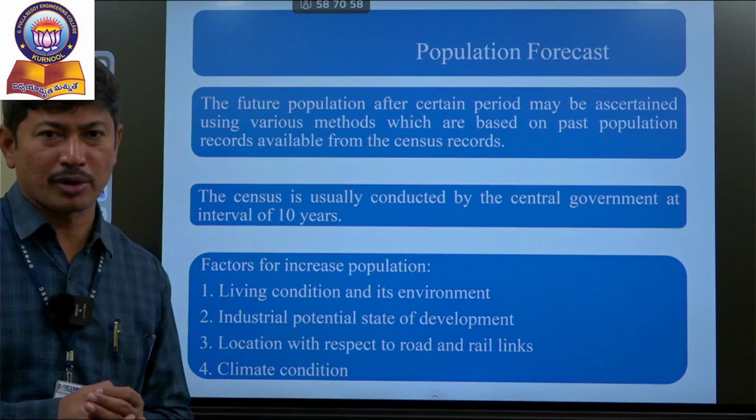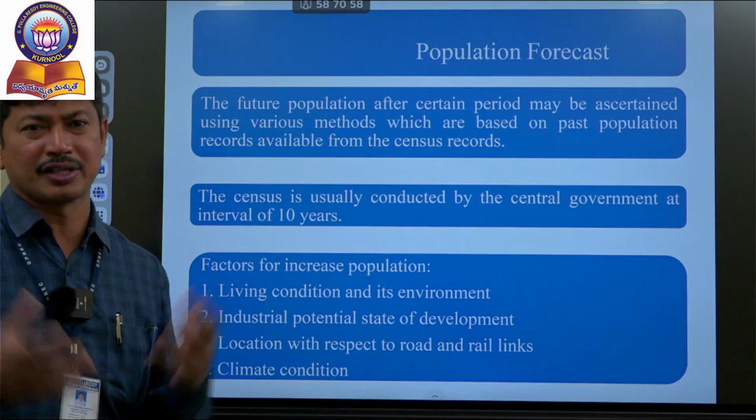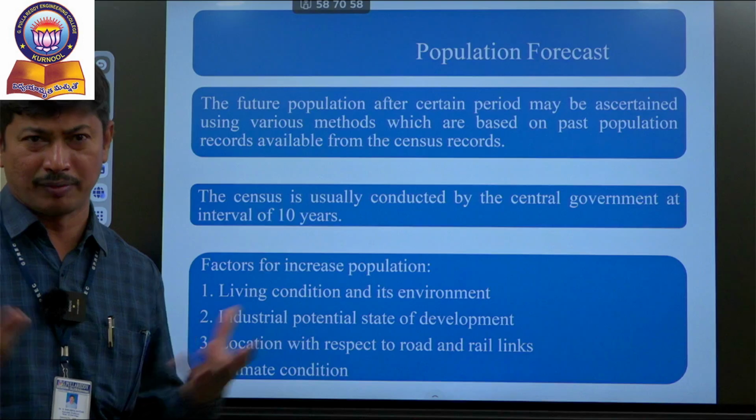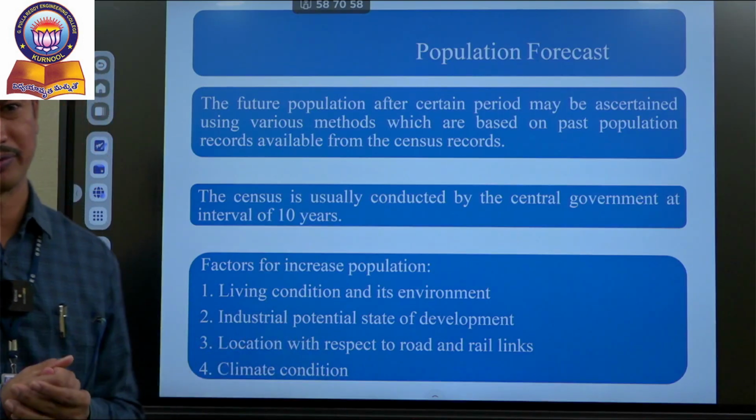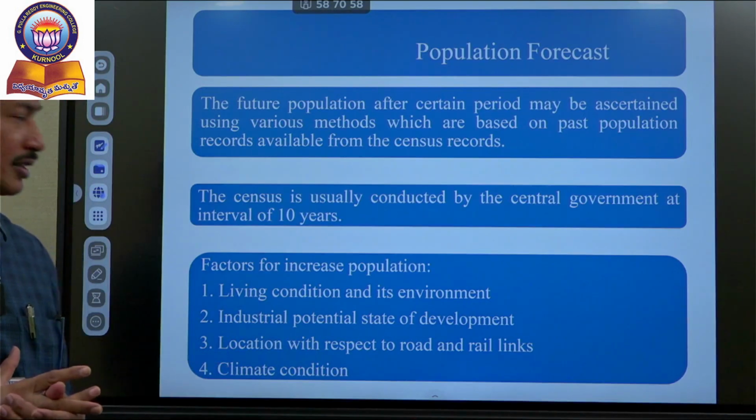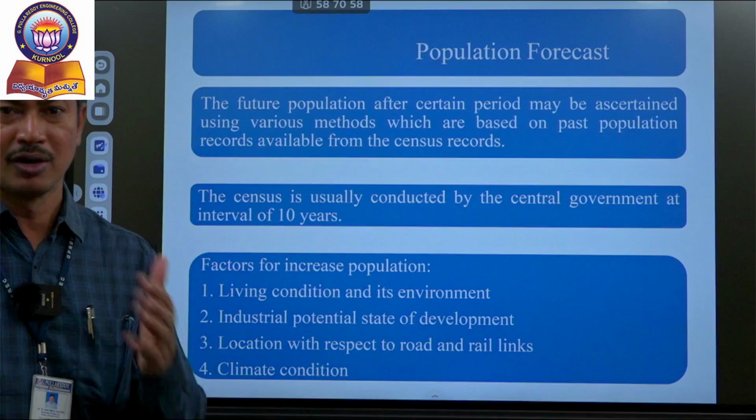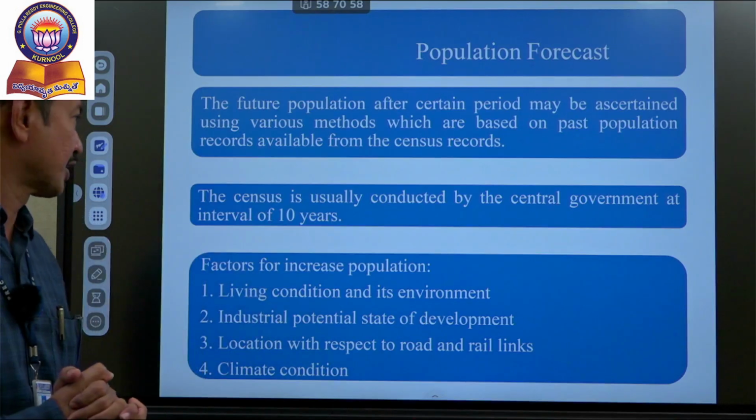So the central government every decade conducts a count of population growth. Technically we call it the census record. What does census mean? Census is the population counted every 10 years. The population growth recorded is known as the census.